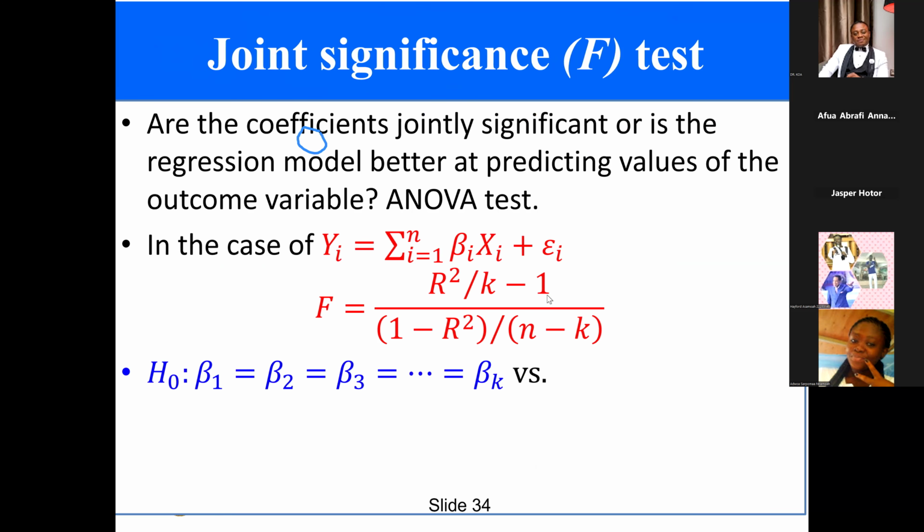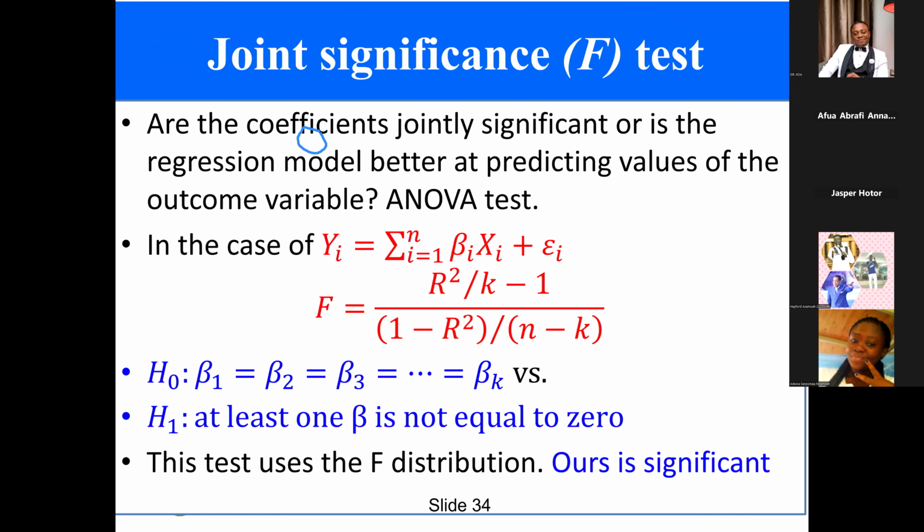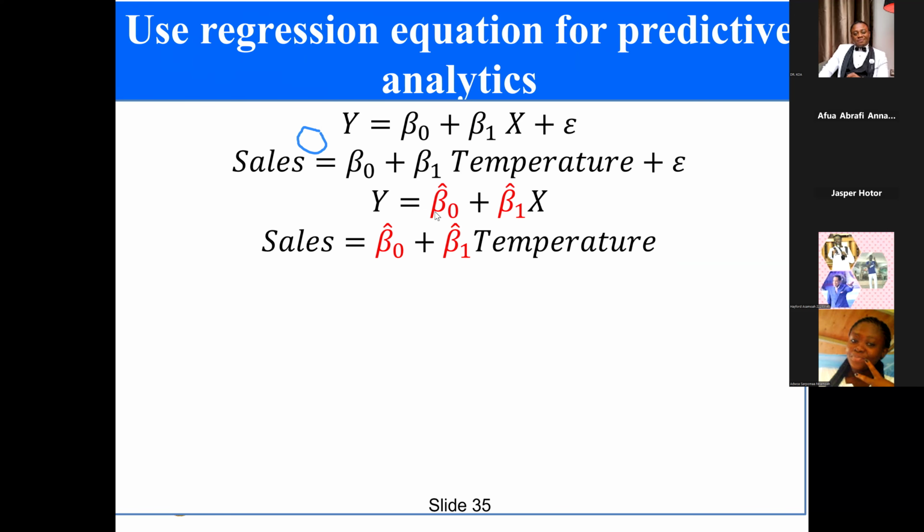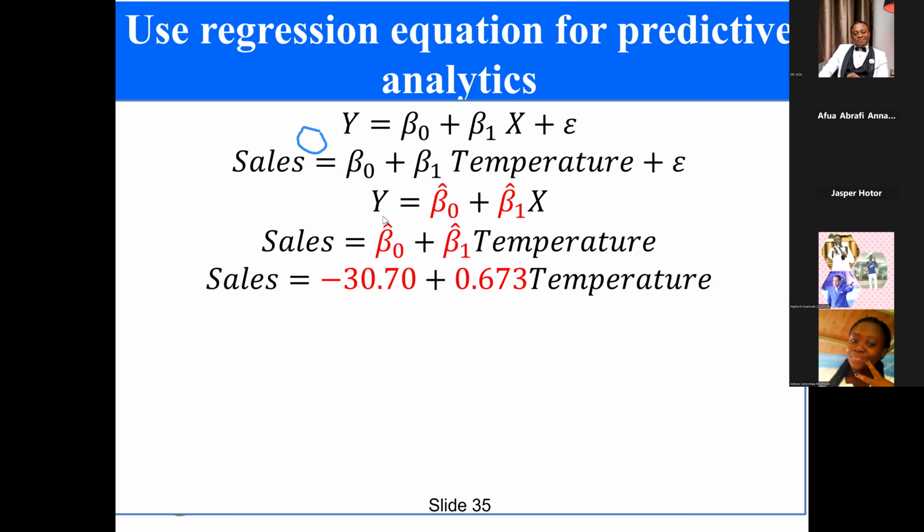Now, our last thing for today is using the regression model for prediction. So this is our sales. Our sales is equal to blah, blah, blah, blah. That's the model. And when we estimated the model, this is our sales. You can see that we have removed the error because in the estimated, there is no error. And the betas are capped because we have the values. Let's substitute the values we had. The constant was negative 30.7. And the coefficient, if you can remember, it was 0.673. Now we have this. So let's predict.